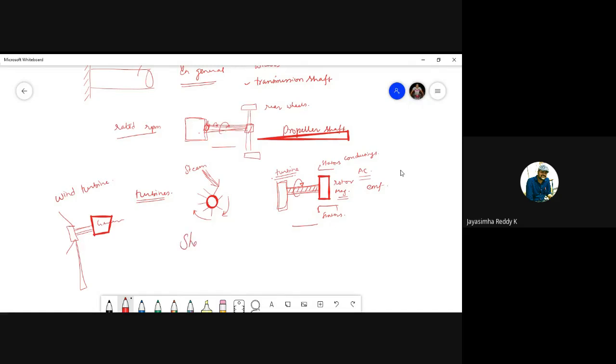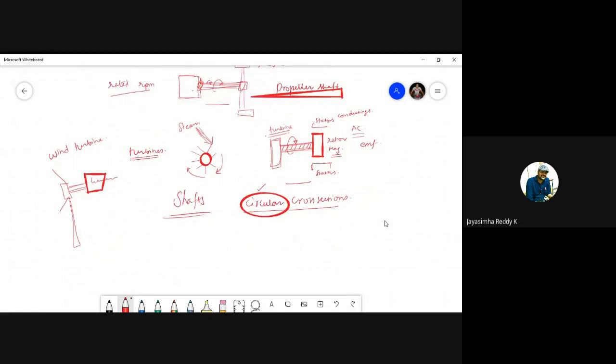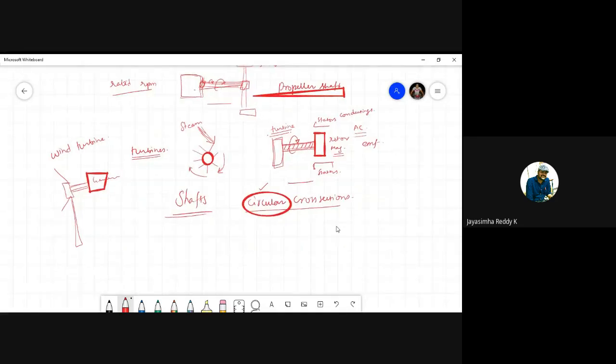We generally talk about shafts when it comes to torsion. We do not go for rectangular cross sections or triangular cross sections. We only speak about circular cross sections. We will come to know why we only use circular cross sections in the coming classes, so don't worry about this. We generally speak about shafts, and that too circular shafts.